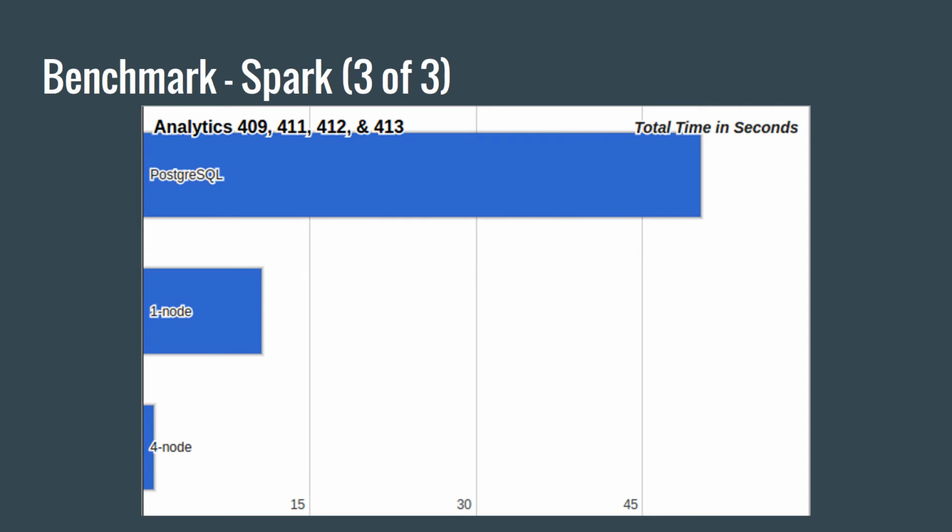Finally, the last four Group 400 analytics showed the sheer scaled speed of Spark. The Postgres environment took 50 seconds to run all four analytics. The single node took 10 seconds, and the four-node Spark environment took only a single second to complete all analytics. The distributed and in-memory advantage really shined with these analytics.